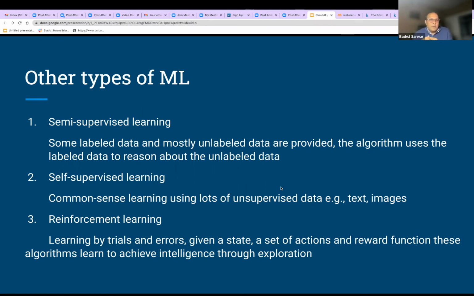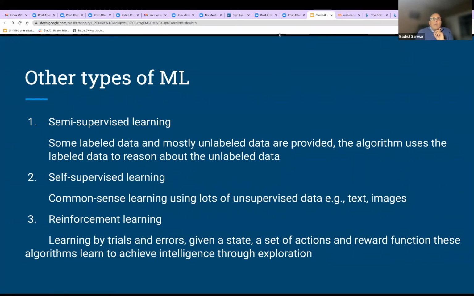And there is, of course, reinforcement learning, where the learning is done through trial and error, if you can think of it that way. Given a state, a set of actions, and a reward function, the algorithm decides what action to take. So a lot of game playing, and you have probably heard about the Atari games and the Go games. The deep learning Go program has actually defeated the world champion in Go, which was sort of unthinkable.